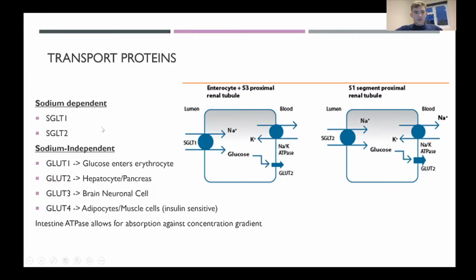Then we have these sodium independent transporters, such as GLUT2, as you can see here, and they're each specific to a particular part of the body. So we've got GLUT1, which enters erythrocytes, GLUT2 for hepatocytes, so liver cells, and pancreatic cells. GLUT3 is your brain neurocell, and GLUT4 are your adipocytes and muscle cells, and they're quite insulin sensitive, and we'll look into what that means later on.